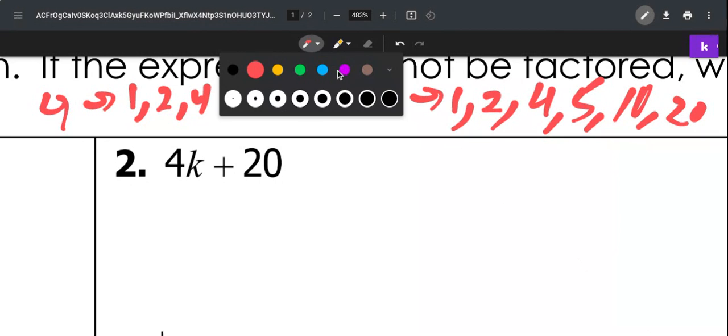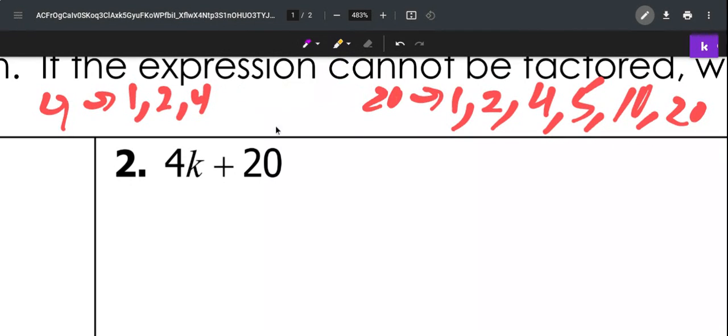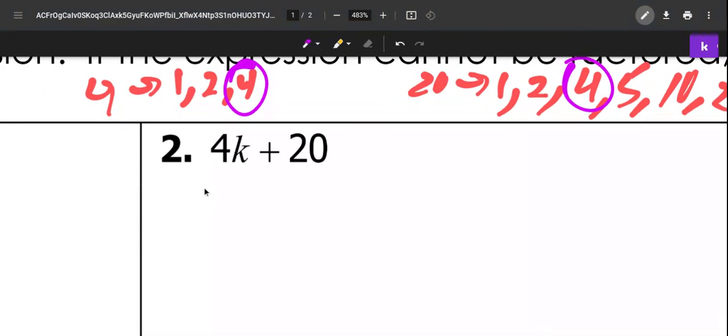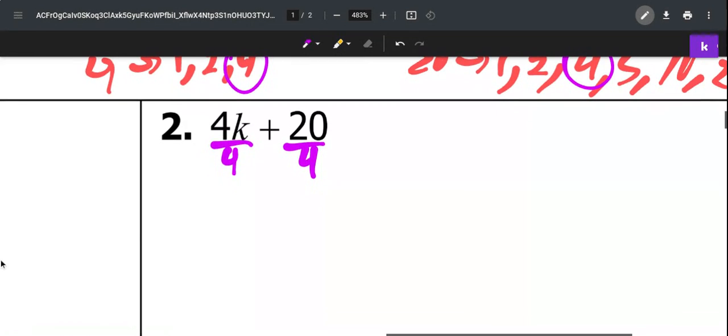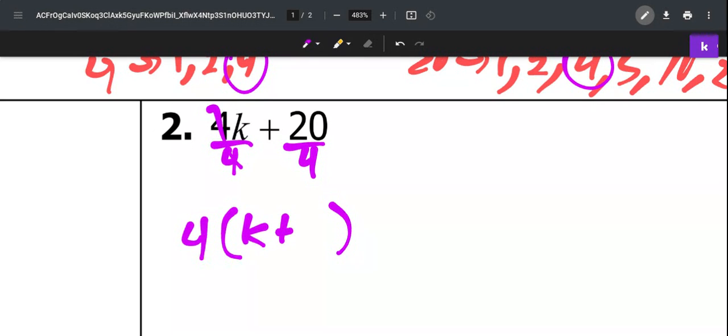So the greatest common factor is saying, what do these numbers both have in common? What's the biggest number they have in common? And it would be 4. All right. So what we're going to do is divide 4 by each of these terms. What that means for us in our factored form is that we're going to write 4 outside of a parentheses. And then what's in the parentheses is the result of that division. So 4k divided by 4 is just k, plus 20 divided by 4 is 5. So this is our answer.